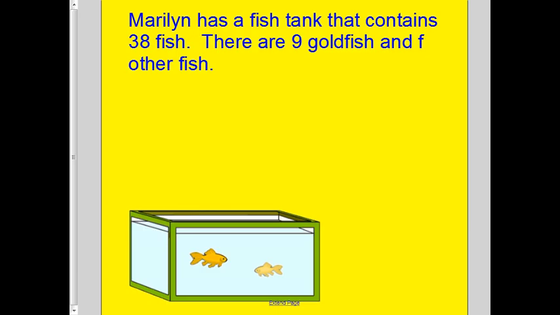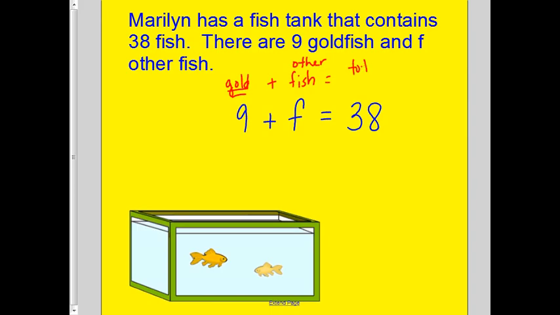If I wanted to write an equation to represent that situation, one thing I might say is, well, there are 9 goldfish and there are F other fish, and all of those fish together equal a total of 38 fish. Something that might be helpful when you're looking at something like this is to label it. These are my 9 goldfish. These are my other fish. So my goldfish plus my other fish is equal to my total fish.